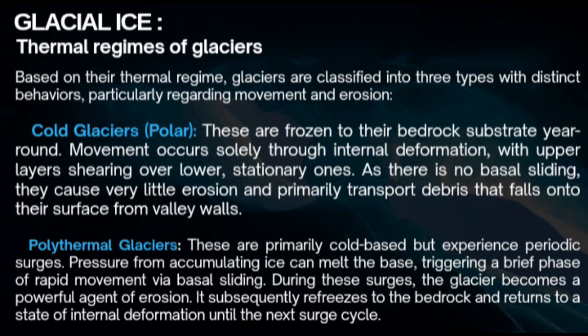Next, we have polythermal glaciers. These have a primarily cold base but experience periodic surges. Pressure from accumulating ice can melt the base, triggering a brief phase of rapid movement by basal sliding. During these surges, the glacier becomes a powerful agent of erosion. It subsequently freezes to the bedrock and returns to a state of internal deformation until the next cycle. These glaciers are sensitive to change in ice thickness and basal temperatures, making them useful indicators of climate change.